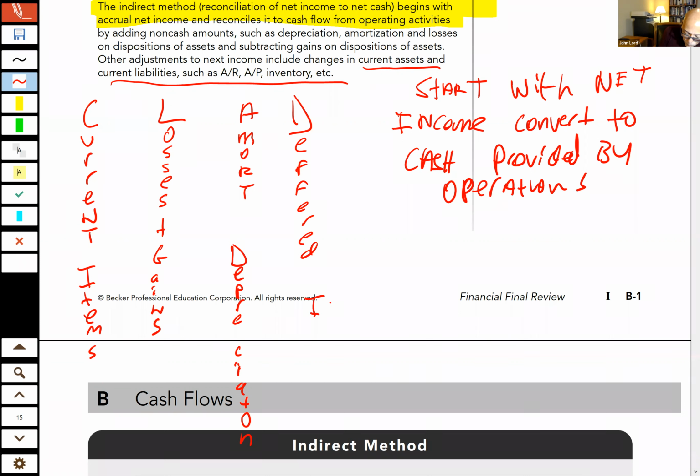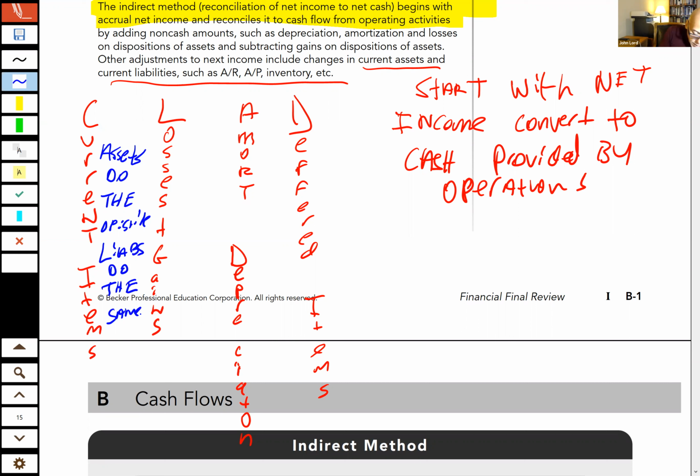Okay. Now, current items, and let's write in a couple of additional tips for current items. Current items: assets do the opposite. Liabilities do the same. What does that mean? If an asset increases, subtract it from net income. If it decreases, add it to net income. Liabilities do the same. If the liability increases, add it. If it decreases, subtract it.